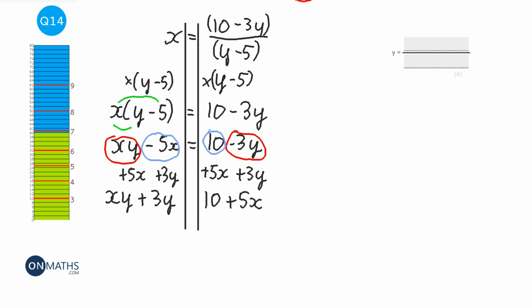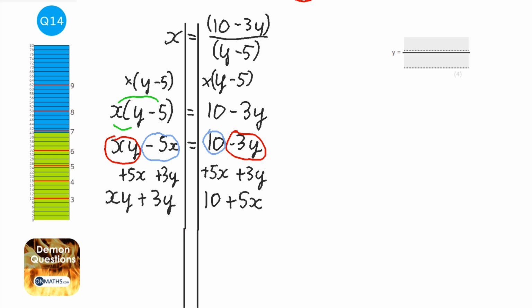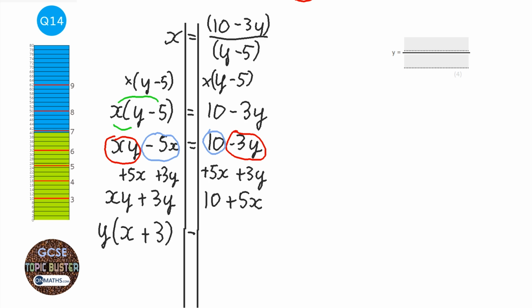Okay, when we have this situation where the brackets have gone away and all the y's are on the left hand side, and y is what we're looking to do it in terms of, what we want to do is factorize it, so we've just got a single y. So y on the outside, x plus 3. Now I know I said I wanted to get rid of the brackets, but we need the brackets here to be able to get y on its own.